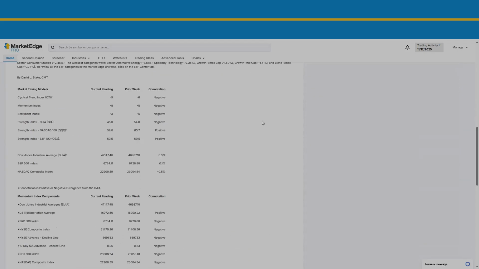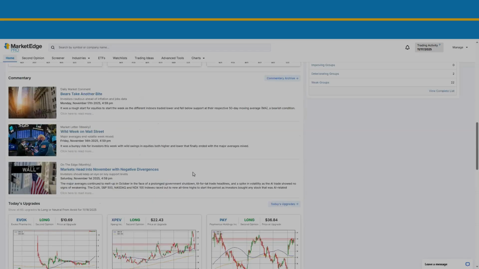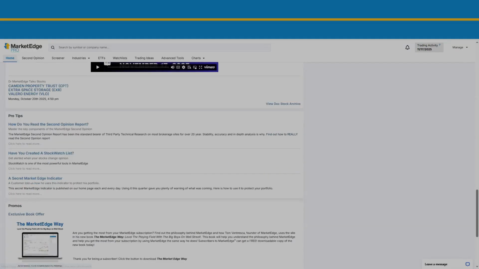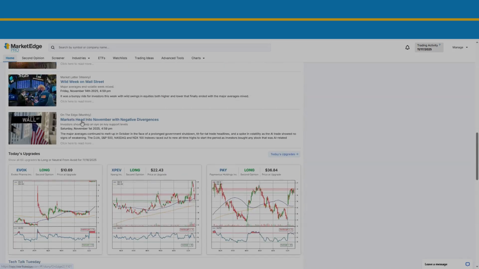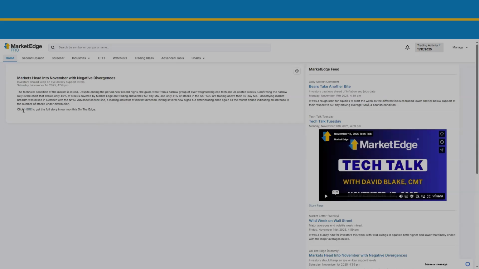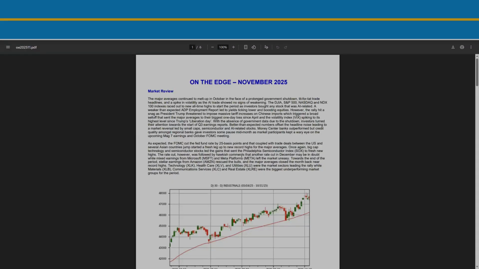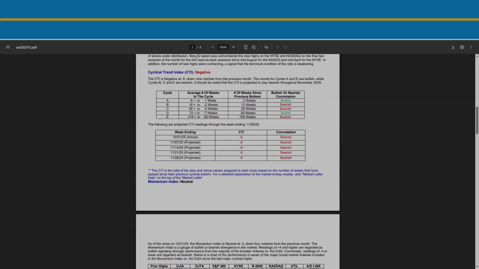Okay. And again, we come down underneath on the letter, and you'll see the status of the Cyclical Trend Index for this week, the prior week, and the connotation, along with the other 2 models that we use, the Momentum Index and our Sentiment Index. Now, in addition to that, we have a publication that comes out once a month, and it is called On the Edge. And there it is. It comes out every month. And in On the Edge, you're going to find something that's pretty clever. Scroll down to CTI. This came out at the end of October.